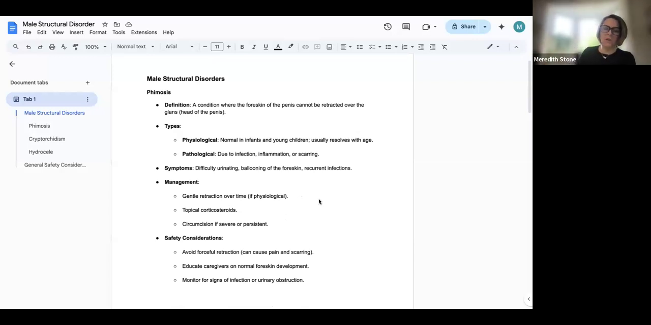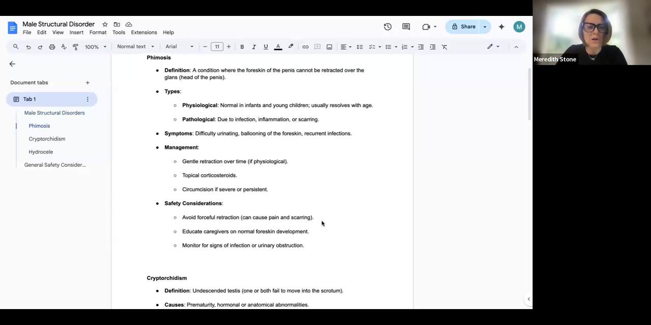it's normal in small children and then resolves with age, but it can also be due to something pathological: infection, inflammation, or scarring. What happens is it makes it more difficult for the men to urinate and can lead to recurrent infections. If it is a physiological condition, they can typically gently retract it over time to help improve this. Topical corticosteroids can help if it's inflammatory, and circumcision might be required if it is not able to resolve on its own.